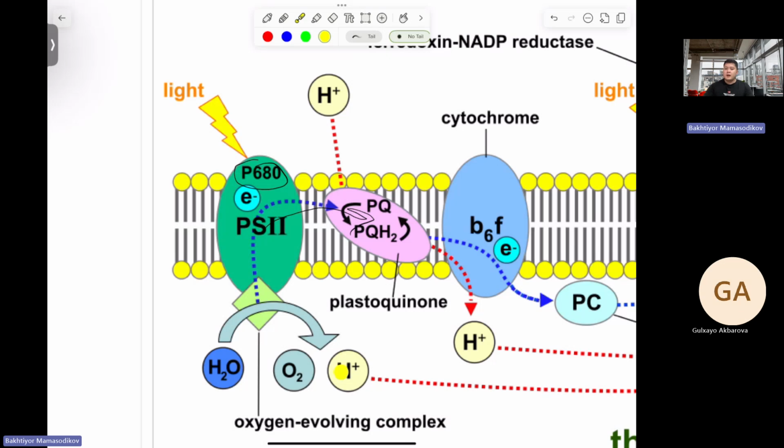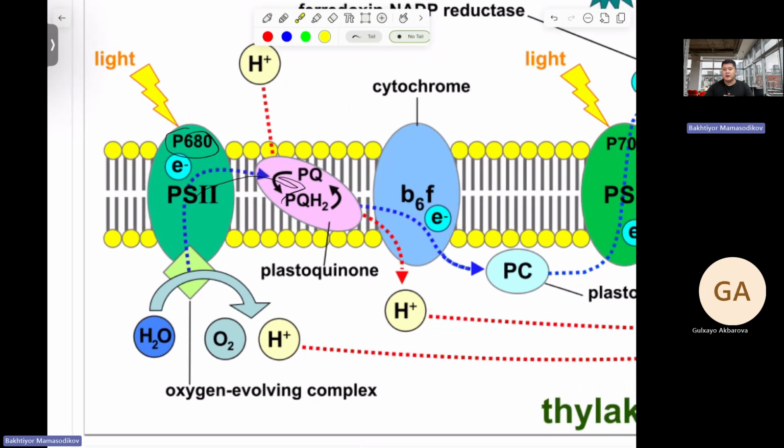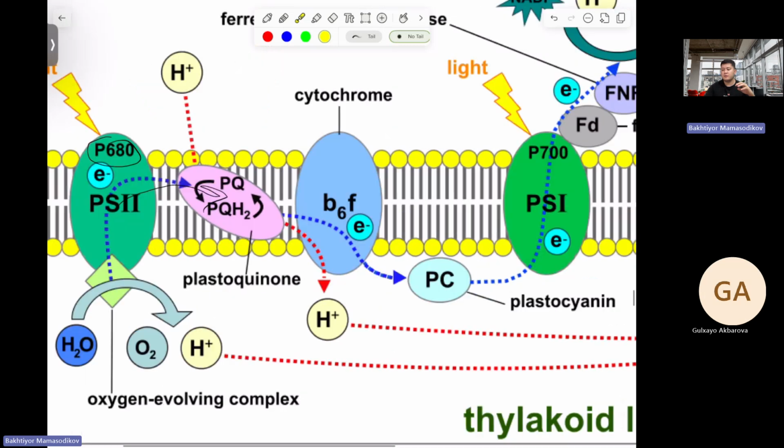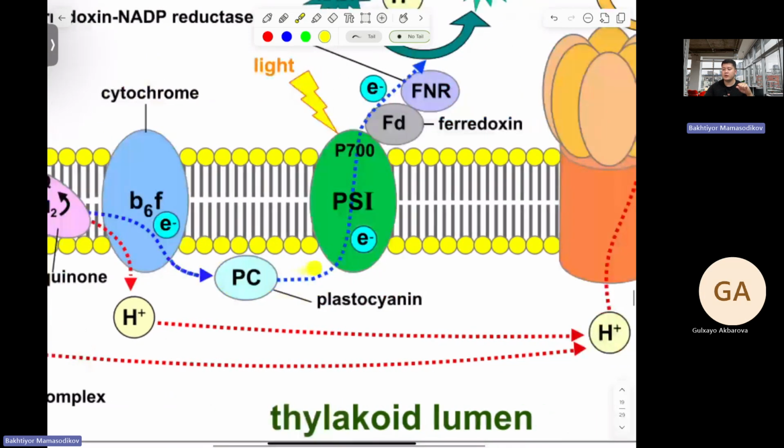Okay. After that, in step 2, electrons move through the electron transport chain. The electron travels through the PQ, which is called plastoquinone, and also PQH. You don't have to know about them. They move through the PC. PC means plastocyanin. B6F means this is cytochrome. They move through the electron transport chain, reaching photosystem 1, which absorbs the light at 700 nanometers.